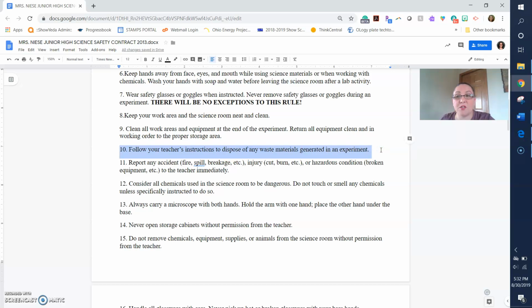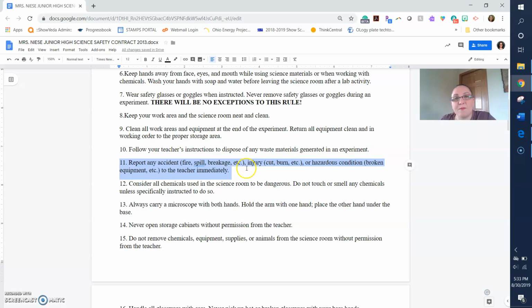Some things I will ask you to just put back. Other things I will ask you to throw away. Other things go in a special container, and other things go down the drain. So it's really important that you listen to how to dispose of the different materials that we're using.